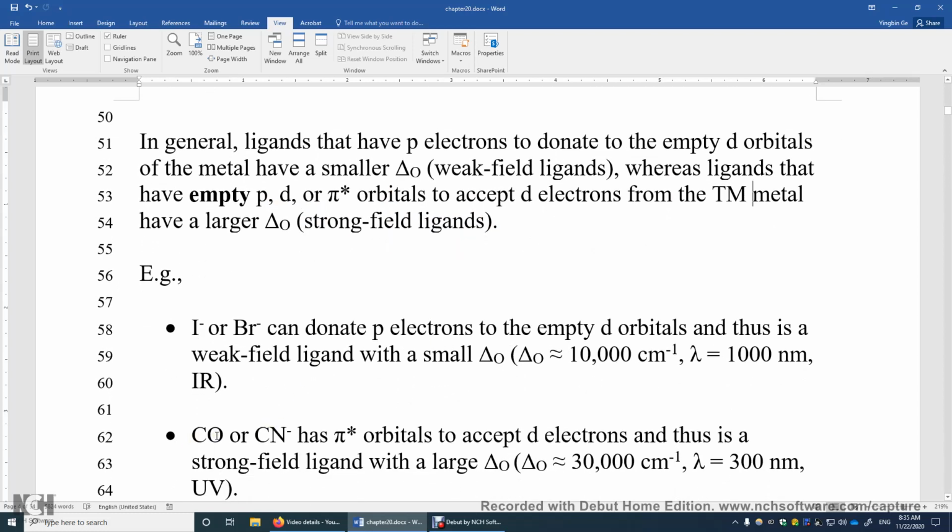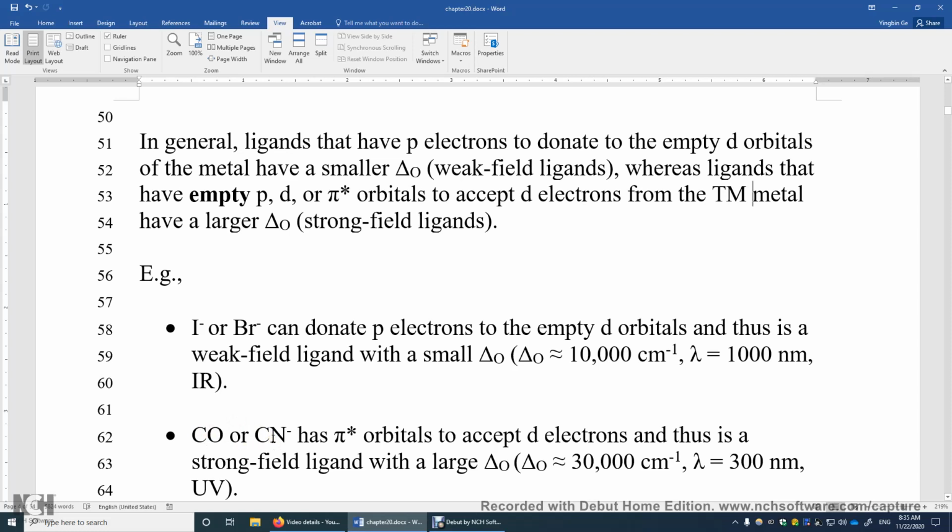Carbon monoxide. We know there's a triple bond in carbon monoxide. There's a triple bond in this cyanide ion. When they become ligands in transition metal complexes, we call this the carbonyl ligand. We call this the cyanidyl ligand. Not only do they have pi orbitals, they also have pi star orbitals.